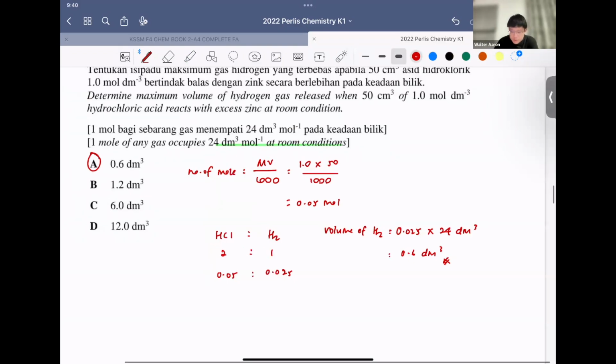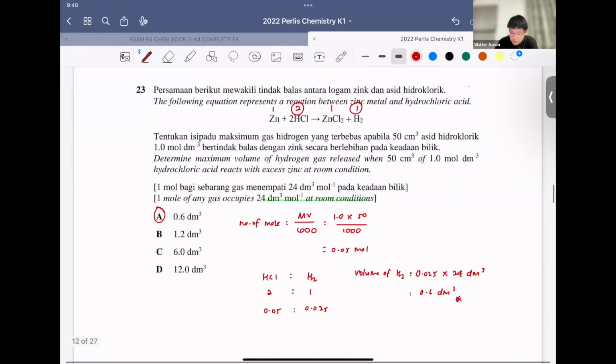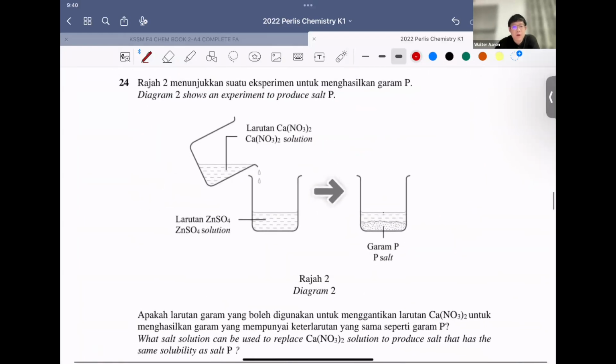Okay, let's move on to the next question. So this was number 23. Now we're going to number 24. Diagram 2 shows an experiment to produce salt P. So what we have is calcium nitrate reacting with zinc sulfate, and after that, a salt is produced. So let's take a look at that.